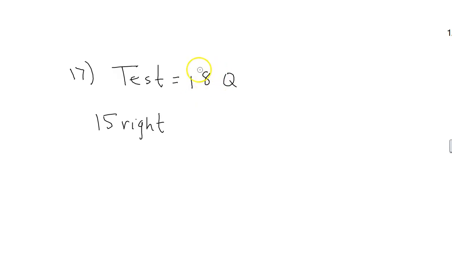So he has 18 questions total on this test, right? He got 15 right, which we should subtract. So we're going to do 18 minus 15, which will leave me with 3. So he missed 3. So these are the number of incorrect. He got 3 incorrect.